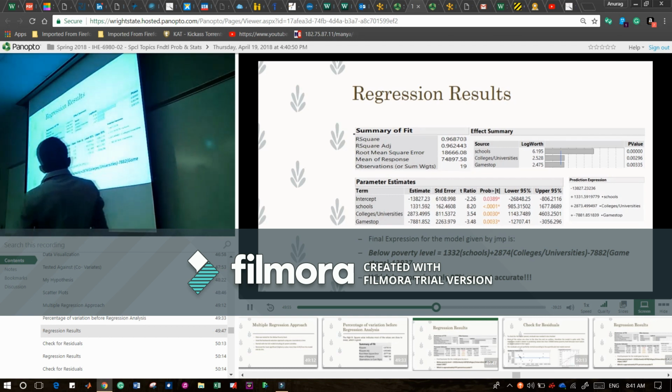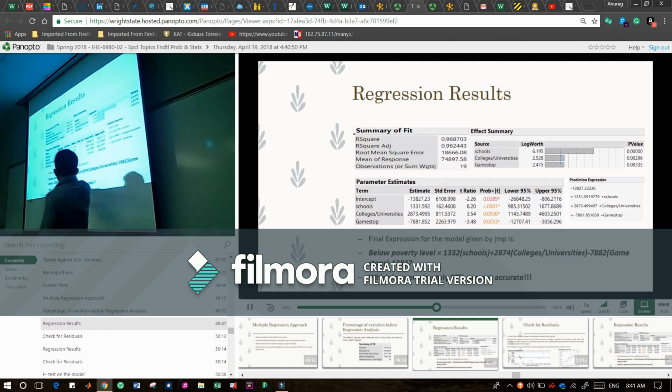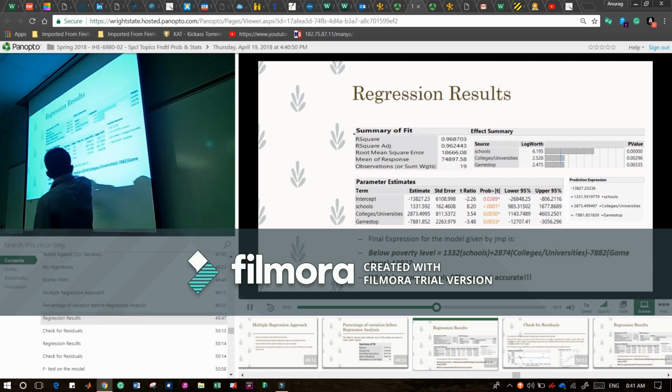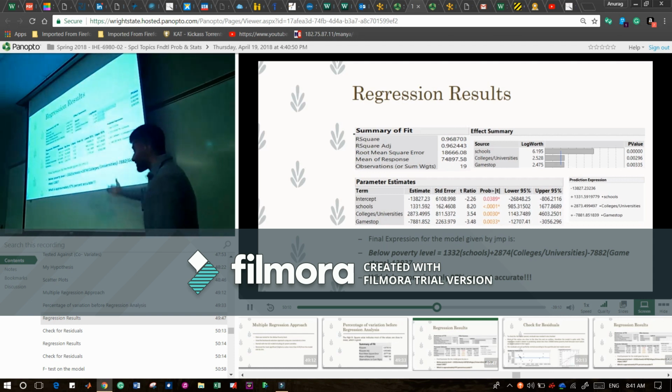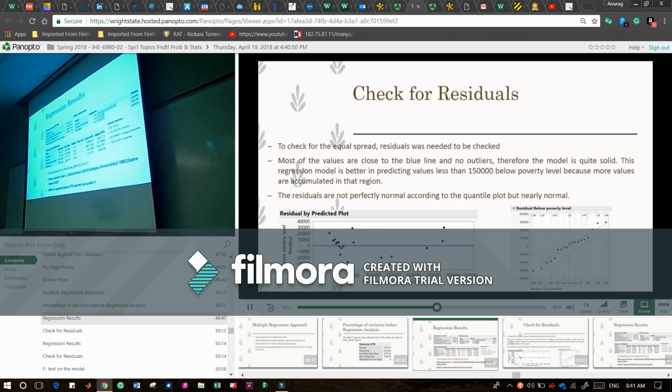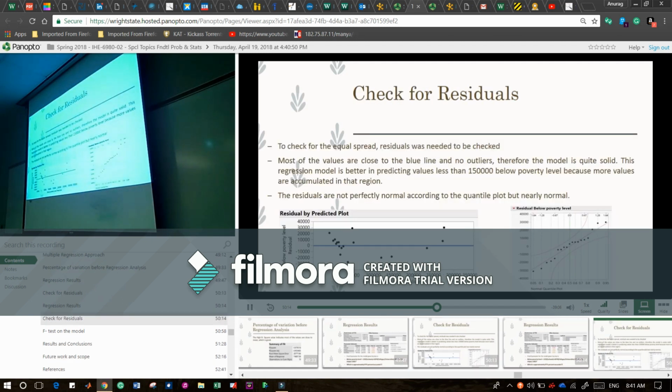And you can see the equation I created in the final after the jump gave it to me. So this is the below poverty level equation. It shows me that schools, universities, and GameStop are apparently affecting poverty level, and it's 97% accurate. So to test this equation, before that I checked for residuals.